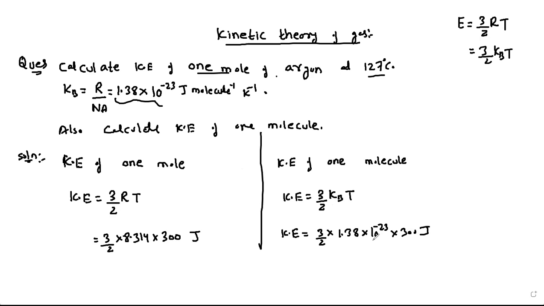Yes, sir. Clear. Okay, let's do one more numerical. Yes, R by NA is the formula for kB. kB is the Boltzmann constant, and this is the gas constant divided by Avogadro number, and its value is this. So Fazil, can I raise it? Yes, sir. Okay, do one more numerical.